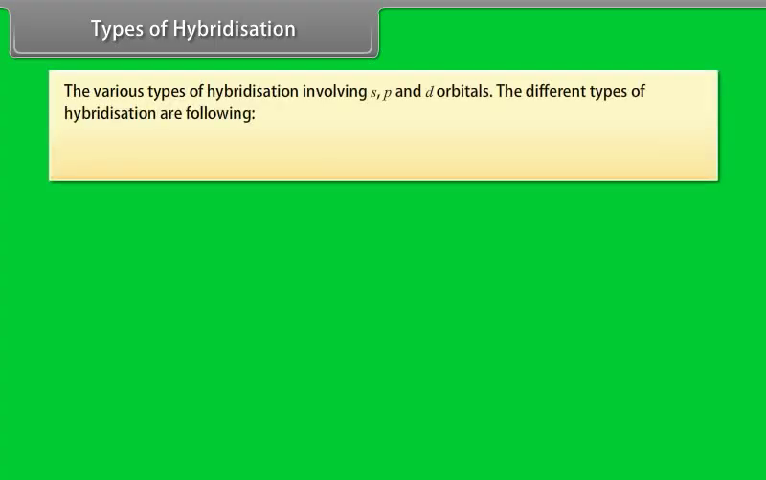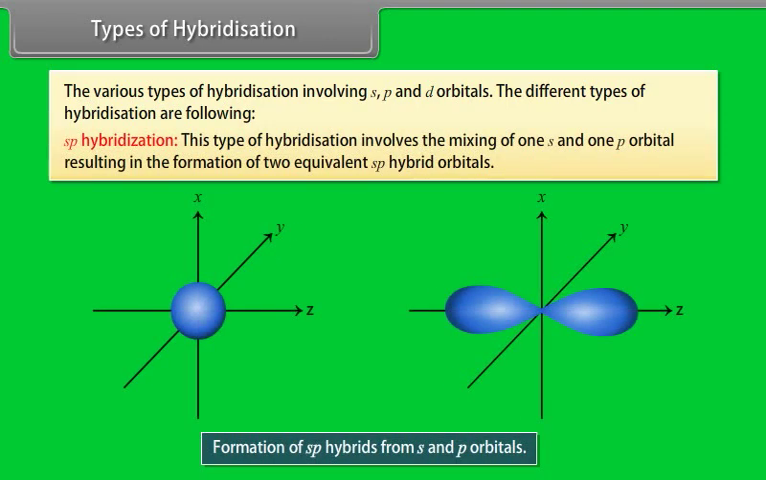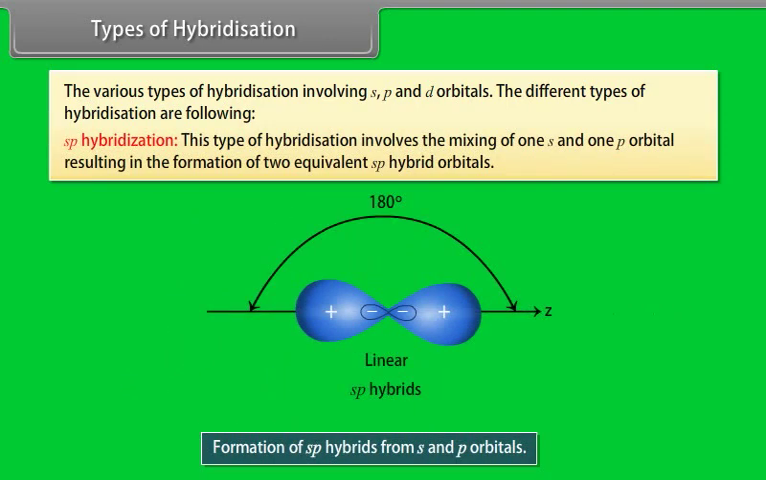Types of hybridization. The various types of hybridization involving s, p and d orbitals. The different types of hybridization are the following. sp hybridization: this type of hybridization involves the mixing of one s and one p orbital, resulting in the formation of two equivalent sp hybrid orbitals.